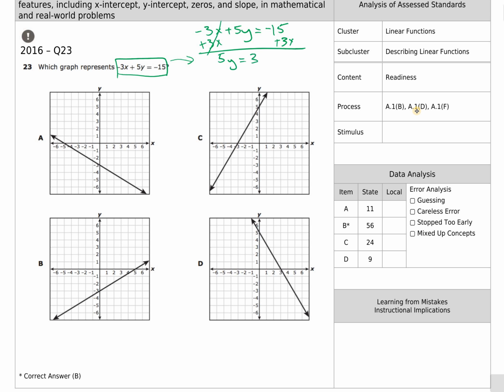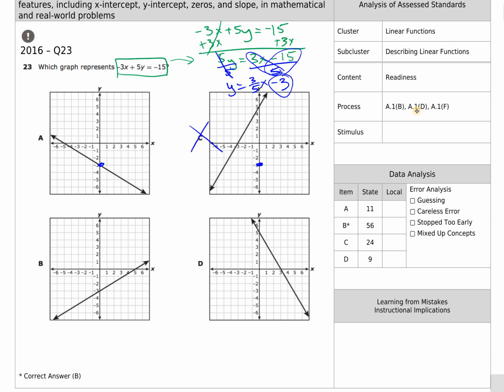5y is equal to 3x minus 15. And then the last step would be divide by the coefficient on both sides. 3 does not divide by 5 evenly, so we just leave 3/5 x. -15 does divide by 5 evenly, so that's -3. We know our y-intercept, -3.